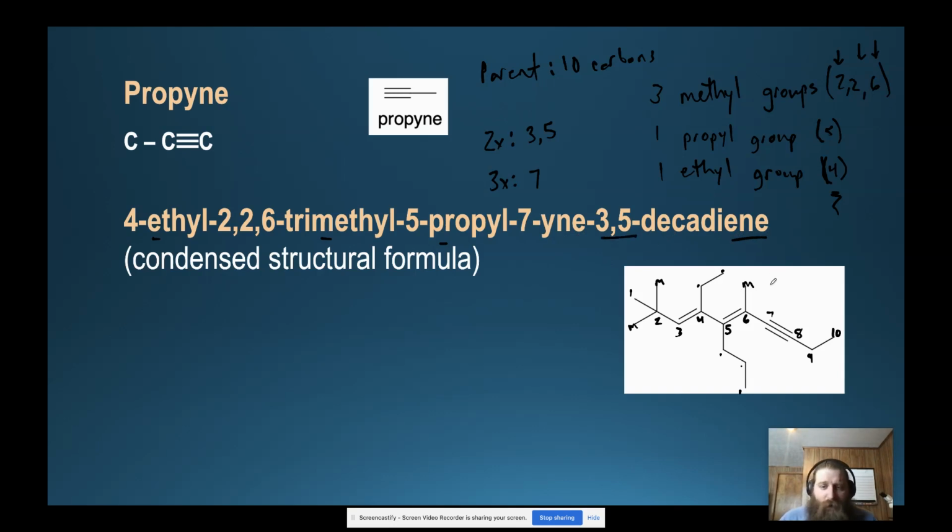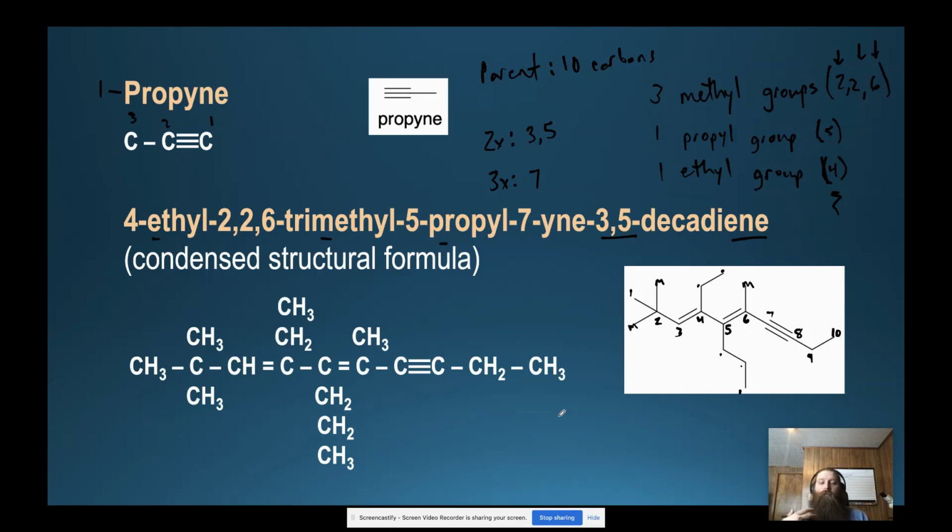Now, I'm not going to ask you to name anything nearly as complicated as this, but I want you to see that the rules that you use to name something like propyne, or in this case, this would be 1-propyne, right? Because we would number 1, 2, 3, and we have to say where the yne is, so 1-propyne. The rules are the same. And if you are planning to go on in chemistry and take organic chemistry at college, this would be something that you would want to be able to do. But it starts with understanding the basic rules, right? So those are the basic rules.